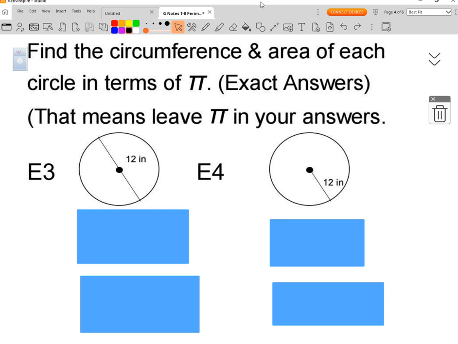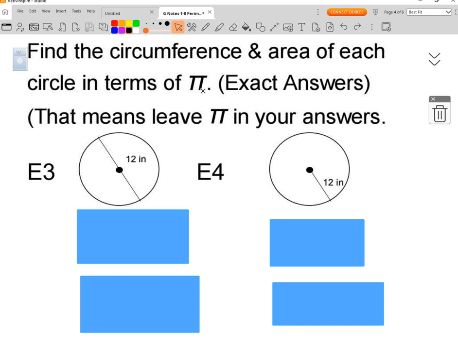So we're finding the circumference and area of each circle in terms of pi. This is kind of like when we wanted to find the exact answer if we had a radical or a square root symbol. Pi is an irrational number, and that means what? Does anybody remember what irrational means? What do we know about pi? It never ends and never repeats, right?